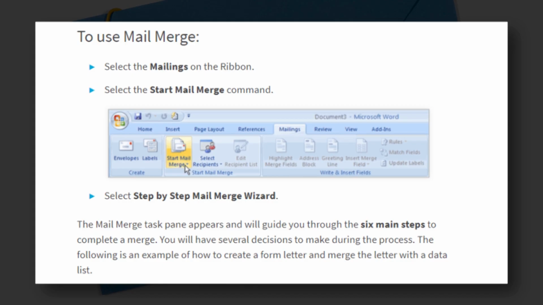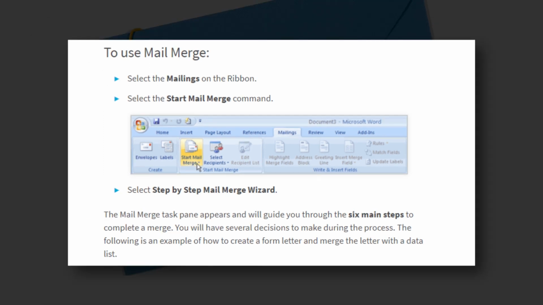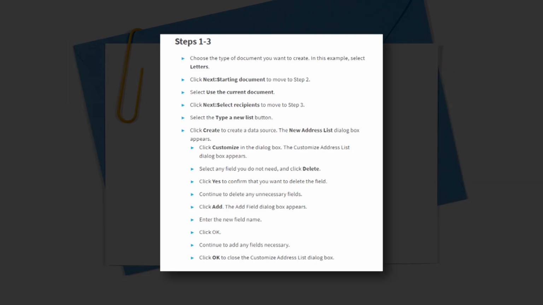The following example shows how to create a form letter and merge the letters with a data list. For steps 1 to 3, choose the type of document you want to create. In this particular example, we will see how things are done. Then click Next: Starting Document to move to step 2, then use the current document.